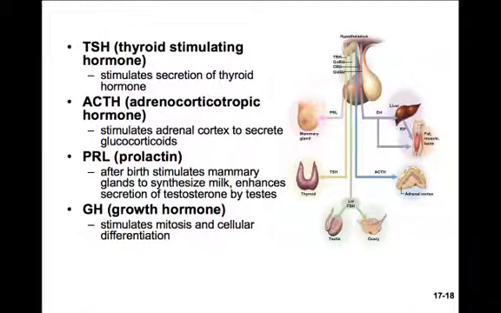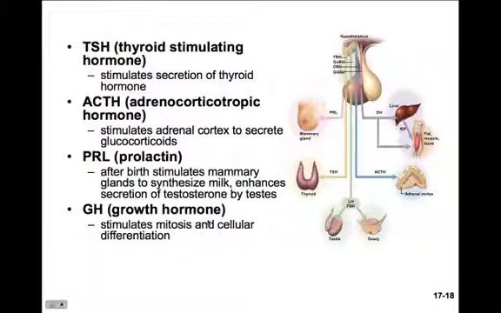We'll see that prolactin is also secreted from the hypothalamus. After birth, prolactin is going to stimulate the mammary glands to synthesize milk. It enhances the secretion of testosterone by the testes. So its secretion is primarily influenced by the hormones at the end of pregnancy. So we don't have a releasing hormone for it per se.